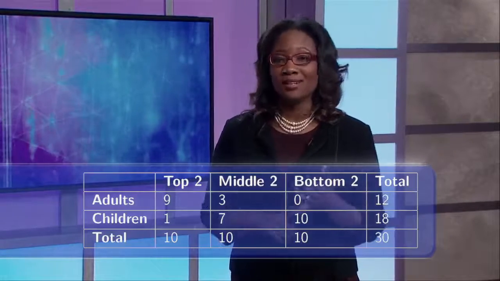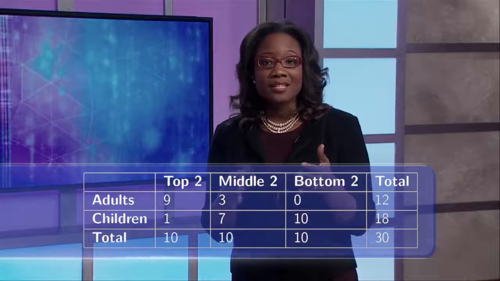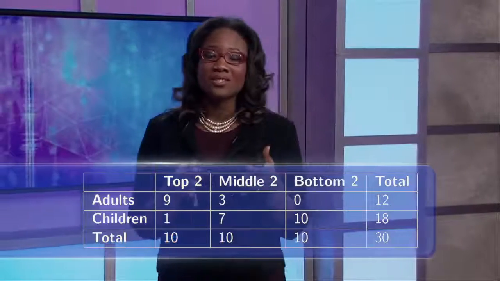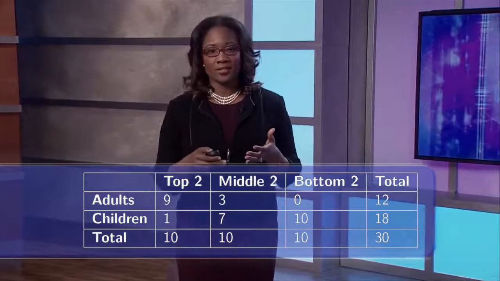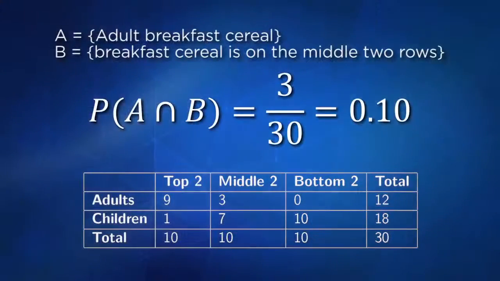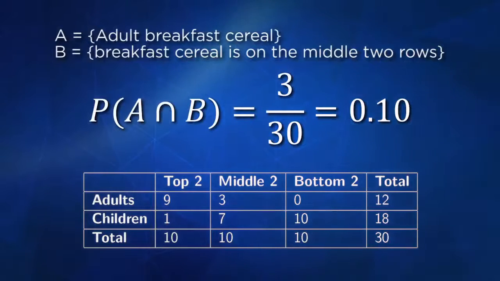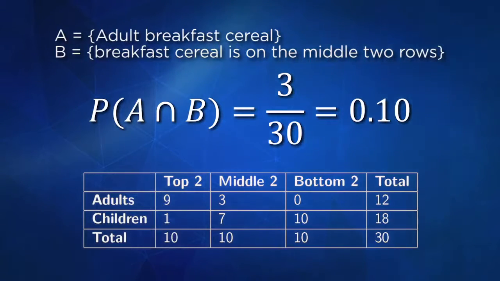Now it's natural to think about how 2 events relate to each other. For example, what's the probability that the cereal is targeted at adults and located on the middle 2 shelves? In this case, we want to look at our data to see where those 2 events occurred together. Notice that 3 types of breakfast cereals are located in the middle 2 shelves and targeted at adults. So our probability would be 3 over 30. Now, we use this upside down U to refer to the intersection, or the place where 2 events overlap. So the probability of A intersect B is equal to 10%, or 0.1.